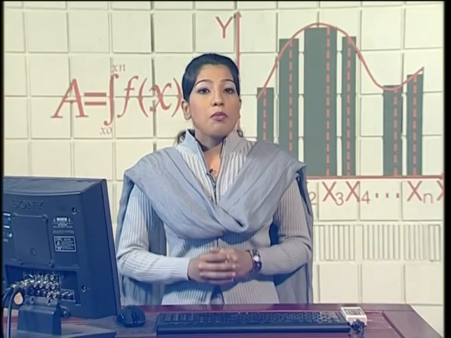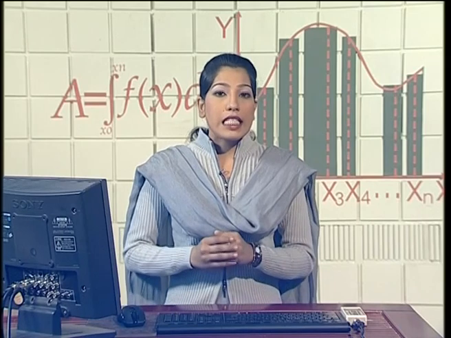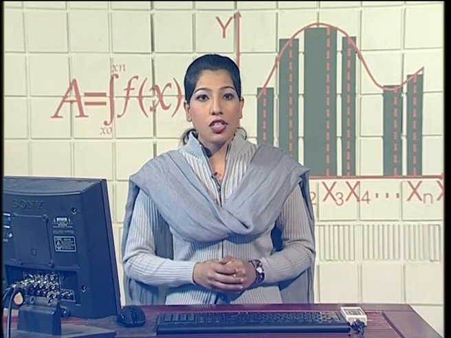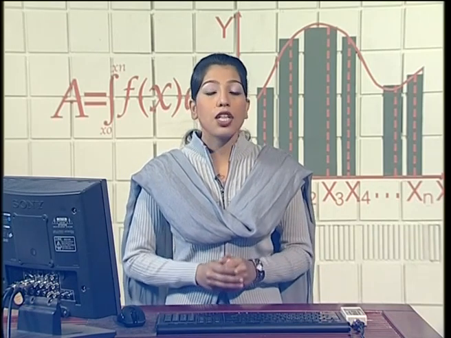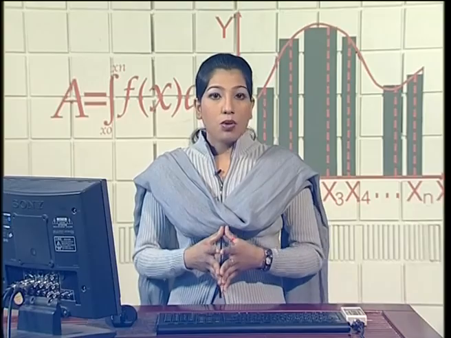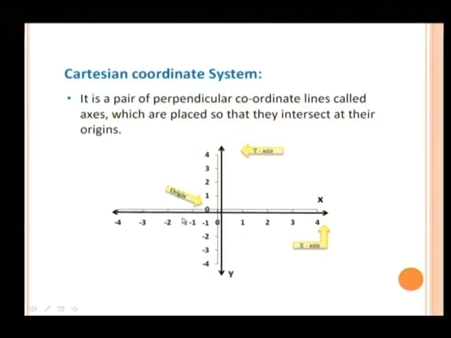First of all, I will start with the definition of a rectangular coordinate system, which is also called the Cartesian coordinate system. You can see the definition of Cartesian coordinate system and its figure on the screen. It is a pair of perpendicular coordinate lines called axes which are placed so that they intersect at their origins. One of the lines is horizontal with its positive direction to the right, and the other is vertical with its positive direction up.